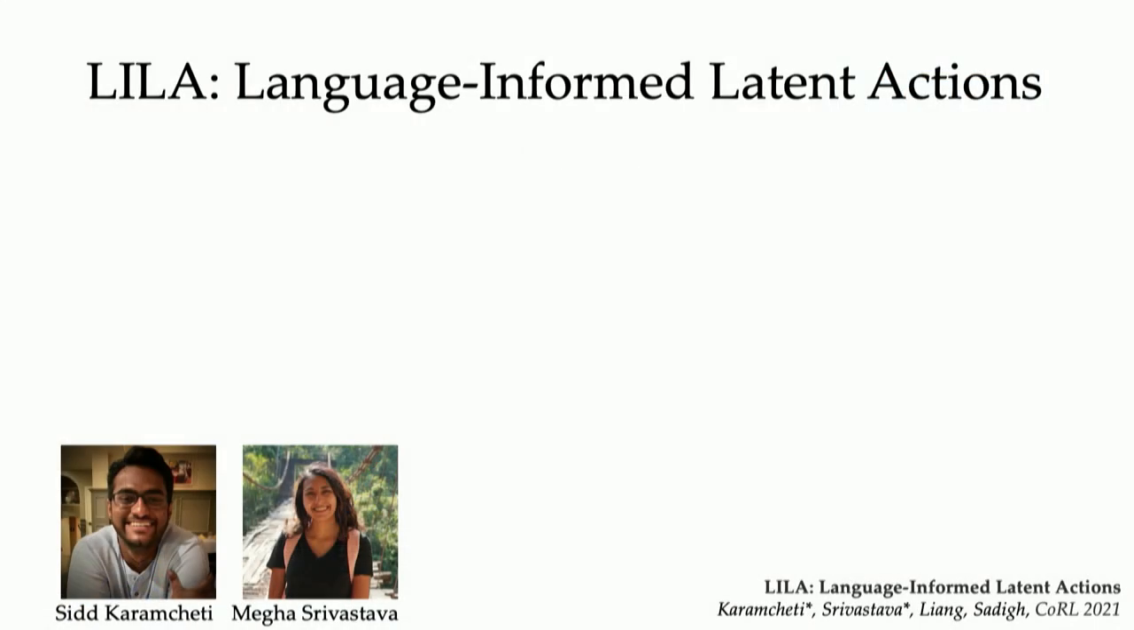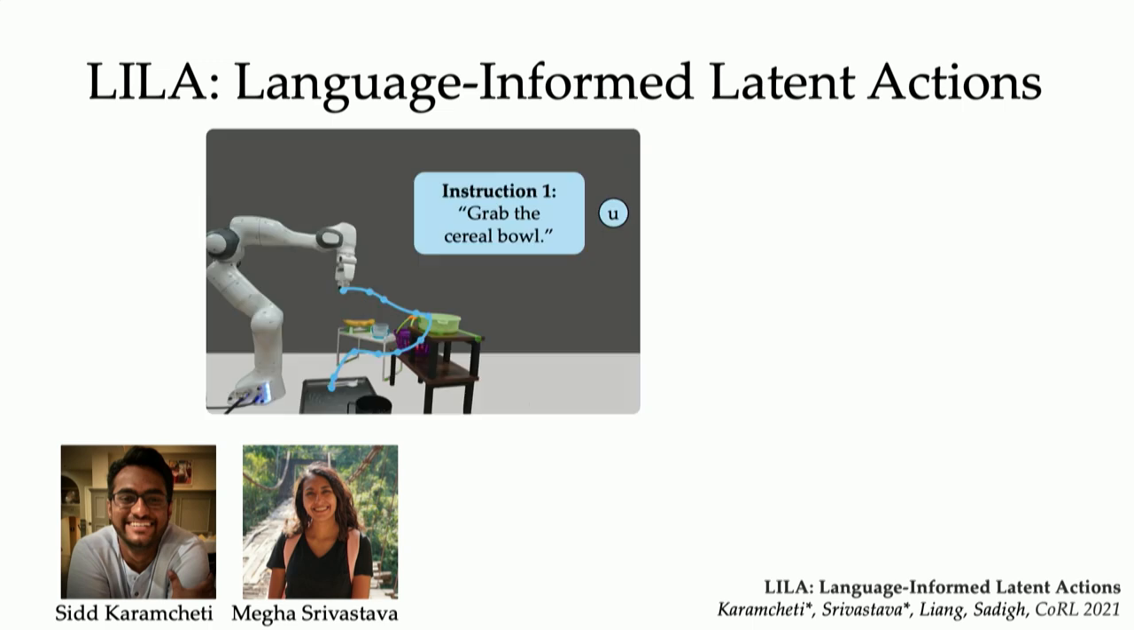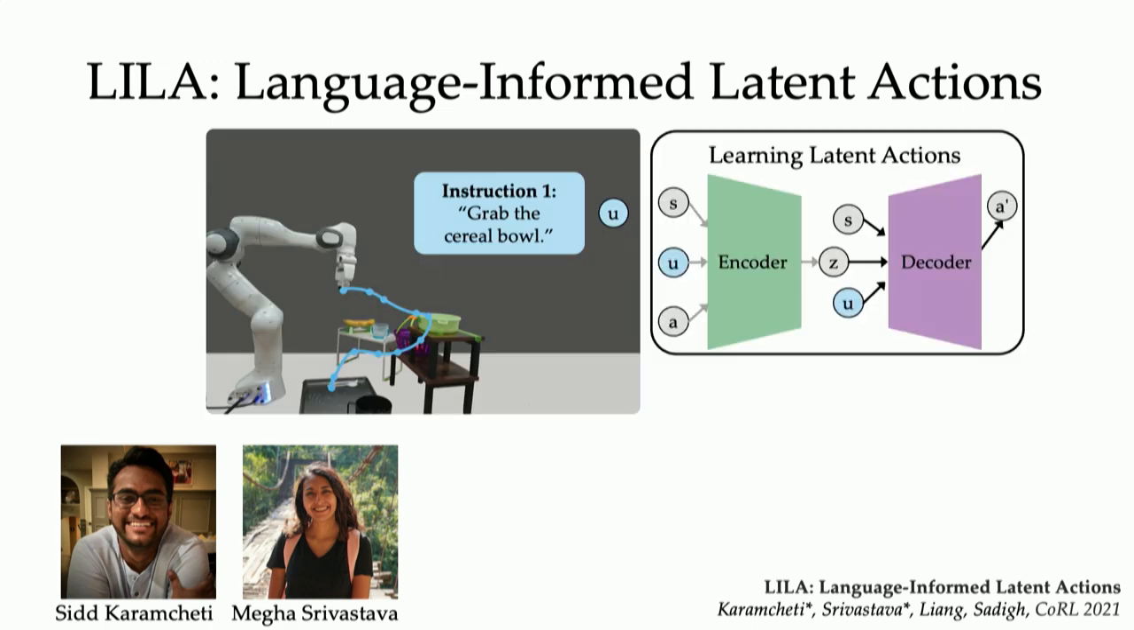Well, one way of doing that is basically building on top of the idea that we were just talking about, the latent actions idea. What we could do is have a language-informed latent action where we just pass in the language in addition to the state, right? The high-level idea is we have the same encoder-decoder architecture as before, but now instead of conditioning just on the state, I can condition on the language utterance. I can condition on the language instruction.